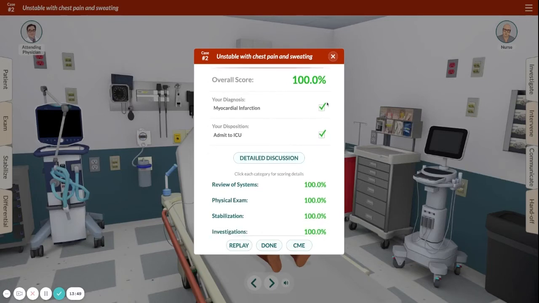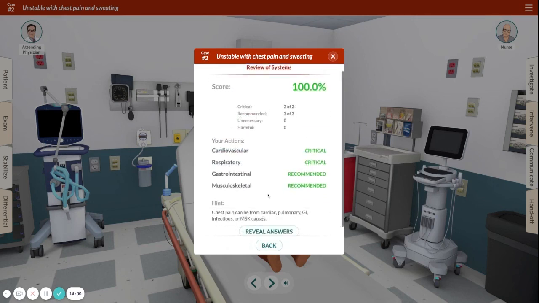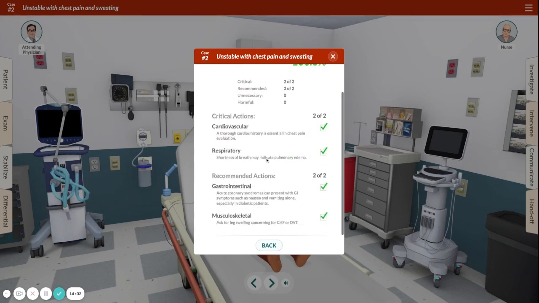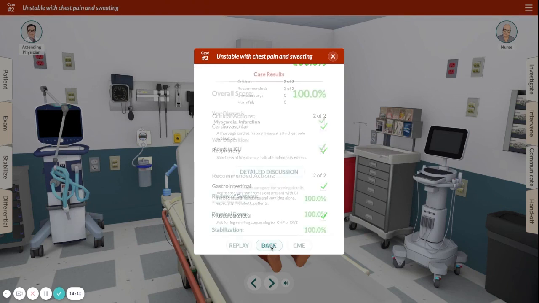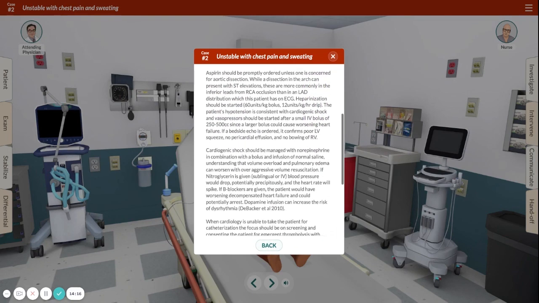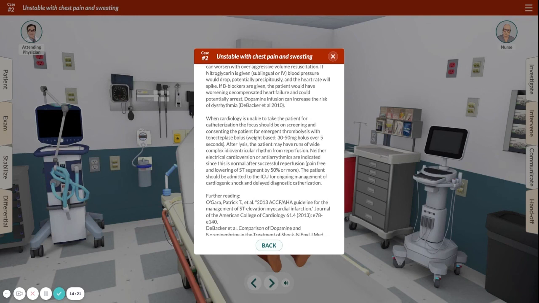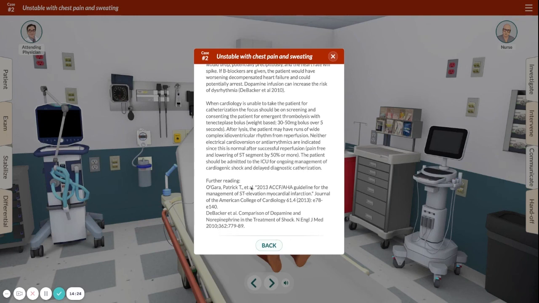So as with all full code cases, we provide you with an overall score, diagnosis, disposition, as well as a detailed discussion and a point-by-point review of all of the reasons that we did these different interventions, took the different aspects of history, physical exam, etc. And so we can review those individually. The detailed discussion takes you through an entire walkthrough of the case, including other things that you should be considering from a diagnostic and interventional standpoint. And we also provide, as usual, resources for further reading to expand your knowledge base.